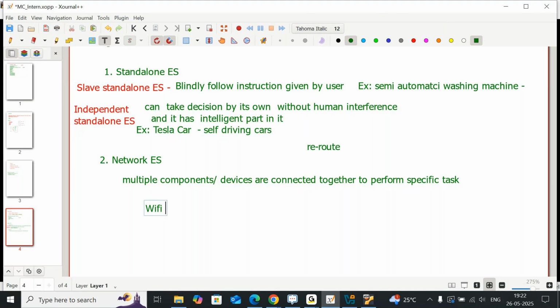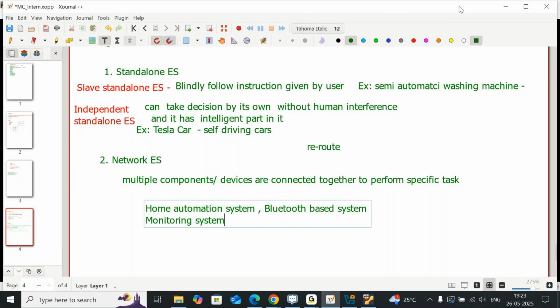The best example is a Wi-Fi based automation system or home automation system. There will be multiple cameras integrated and connected to one control unit, and data will be transferred over the network. Home automation system or any embedded system, Bluetooth based or Wi-Fi based, there is connectivity. Home automation or monitoring system, so these are the examples of a networked embedded system.